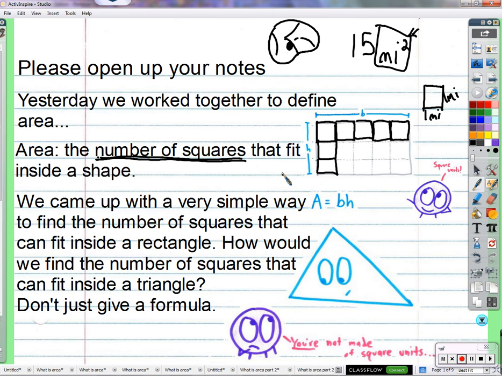Now, it's 225. Is the area of this thing 225? Nope. No. 15. It's 15. We already knew that. So why would I multiply 15 by itself? Once I know how many squares fit, I know the area. No need to multiply that number by itself, arbitrarily, for no reason.